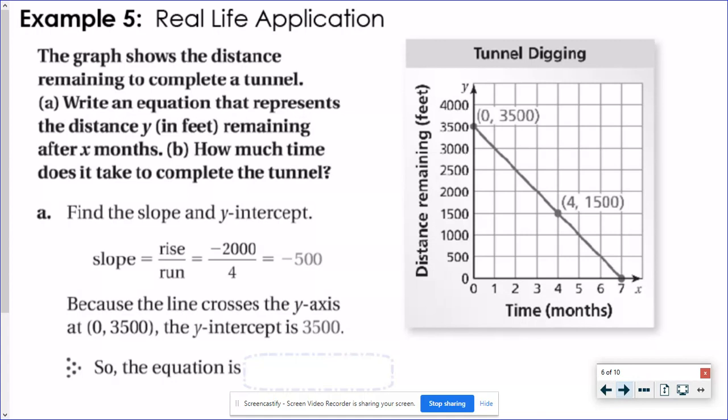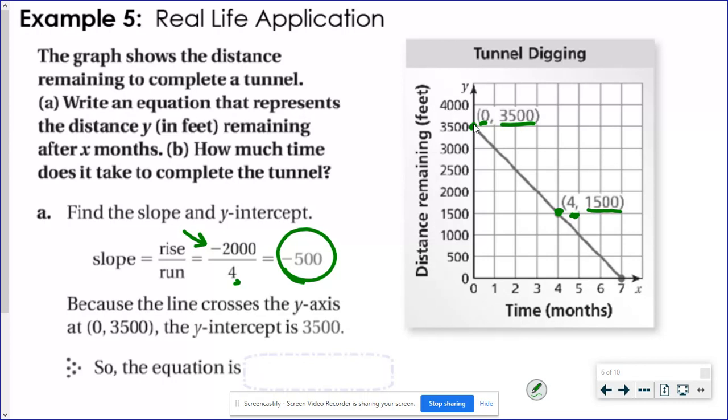So to go from this point right here to this point right here, remember you can't just count squares sometimes. This is going from 3,500 to 1,500, which is really decreasing by negative 2,000. It decreased by 2,000 feet in 4 months, right? To go from 0 months to 4 months, that changed in 4 months. So this would simplify to negative 500, which means that every month they're decreasing the amount left by 500 feet. They're digging 500 feet per month.